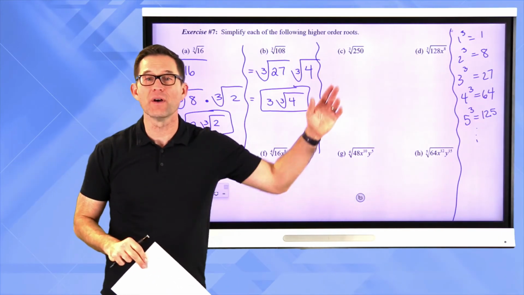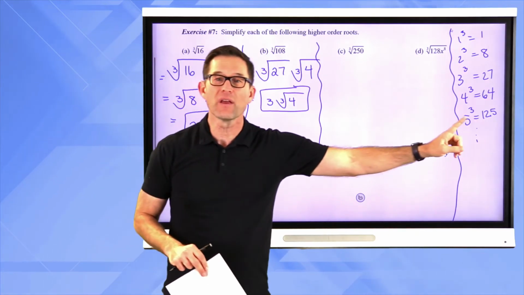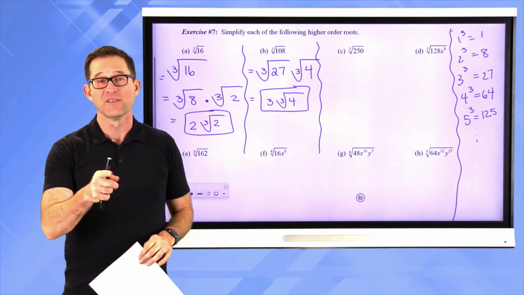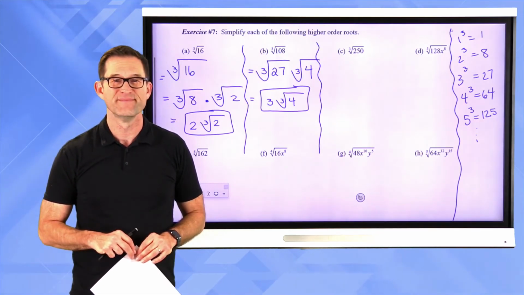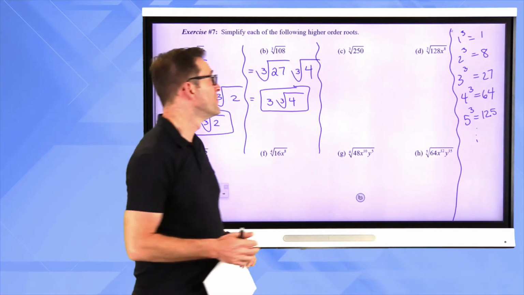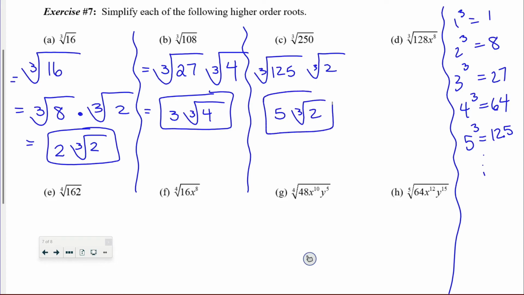I think that the cubed root of 250 is actually a little bit easier because it's pretty obvious to me that 125 divides into 250. So pause the video now and see if you can simplify the cubed root of 250. All right, well, 250 is obviously 2 times 125. So I'll make this into the cubed root of 125 times the cubed root of 2. The cubed root of 125 is 5. So I have 5 times the cubed root of 2.